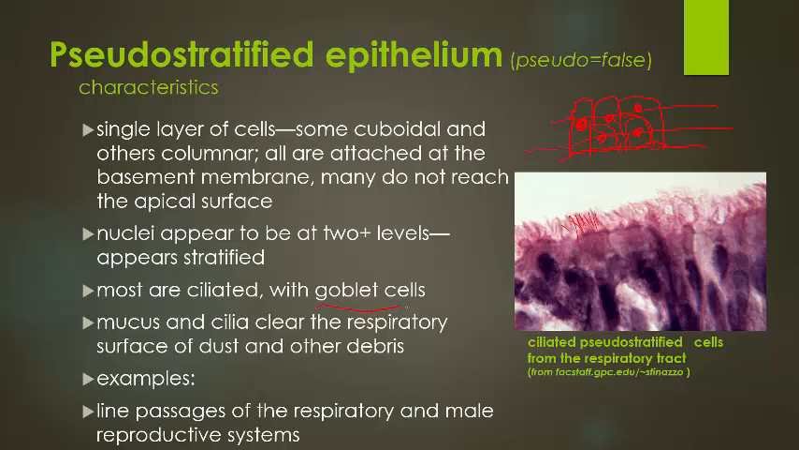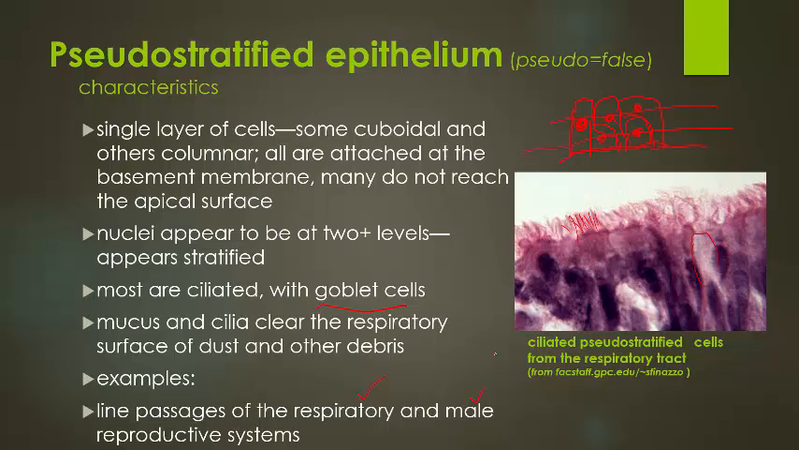So we see goblet cells interspersed among them, and here's a goblet cell right there that would be secreting mucus that then could be brushed along by the cilia. And we've talked already about how in the respiratory system, cilia and the mucus clear the surface of the cells of any dust or other debris or bacteria or whatever. So we find these pseudostratified epithelia in the passages of the respiratory system, and also in the male reproductive system, once again helping to move mucus materials across the surface of the cell.